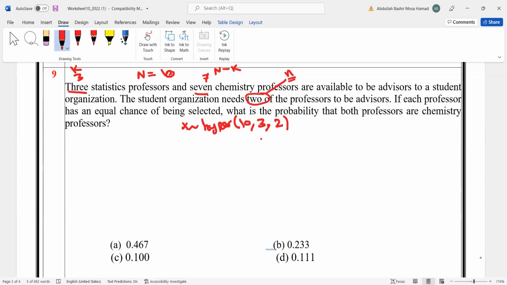We can write the function like P of X equals. The general form is K C X multiplied by N minus K C n minus X, over the population size choose the total number of selection, N. X takes which values? X takes 0, 1, and 2.